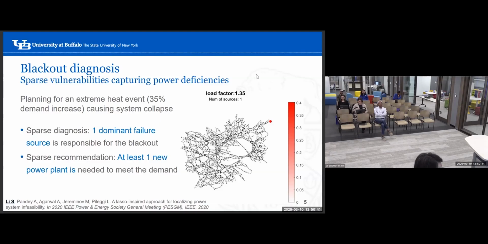So here in this example, we're saying, hey, this red node is one location where you can add that amount of compensation to make the balance hold again. And that is a sparse diagnosis. This location can be considered as a dominant failure source for this blackout. And also, it represents a sparse recommendation that if I want to fix the problem, I need to build at least one power plant at this particular location at this particular amount.